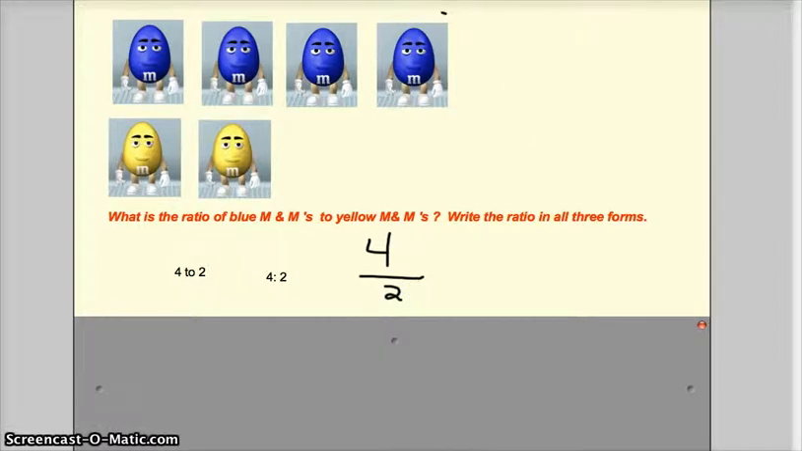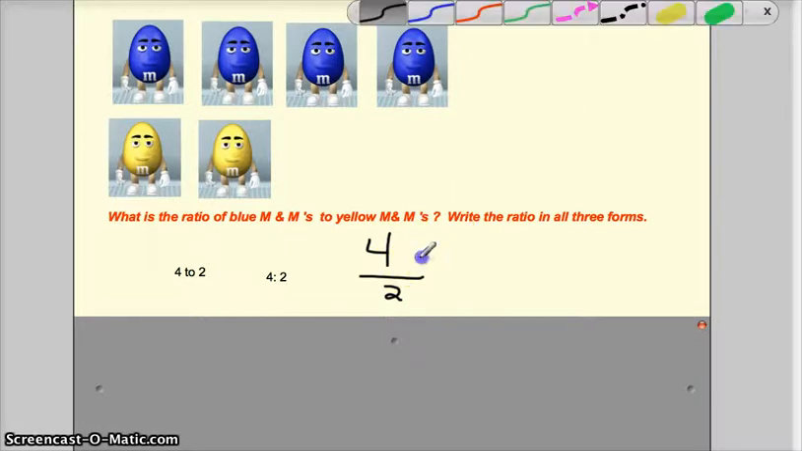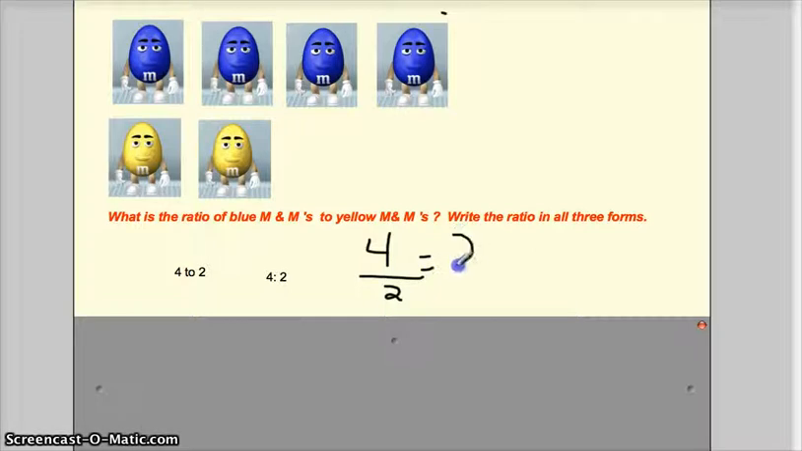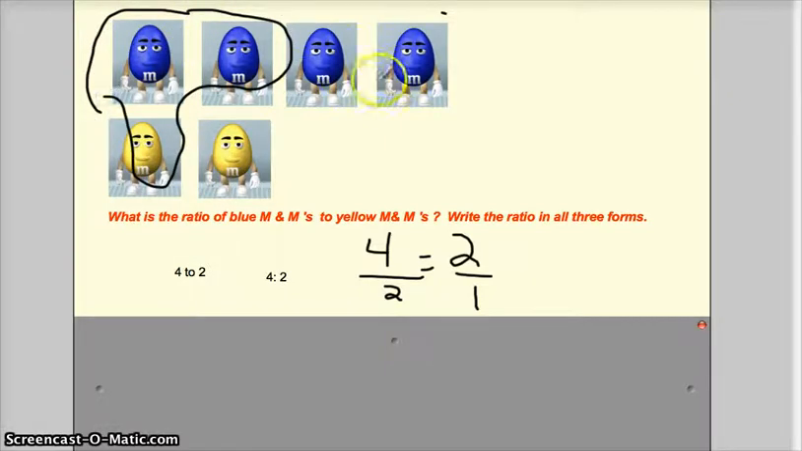Now if I wanted to simplify that ratio and write an equivalent ratio, you can multiply or divide each number by the same number to get an equivalent ratio. For example, I could divide both of these numbers by 2. 4 divided by 2 is 2. 2 divided by 2 is 1. The ratio of blue M&Ms to yellow M&Ms is 2 to 1. That's an equivalent ratio. You can see up here, for every 2 blue M&Ms, I have 1 yellow M&M. For these 2 blue M&Ms, I have 1 yellow M&M.